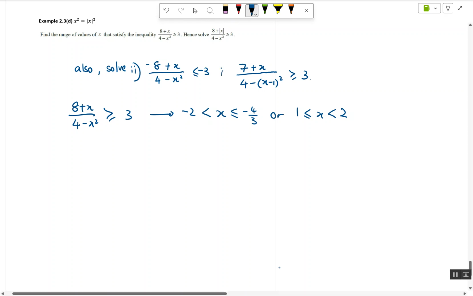Question, I'm going to talk about 3 different scenarios of the hence part. Okay, so the first part, find the range of inequality that satisfies this. Okay, I have already done it already.